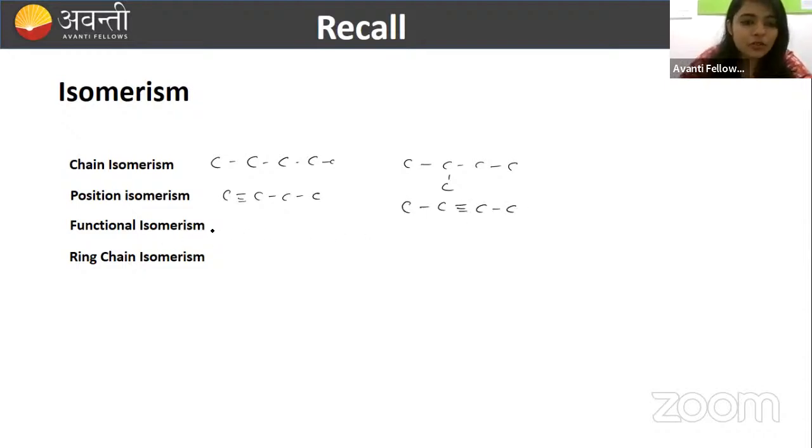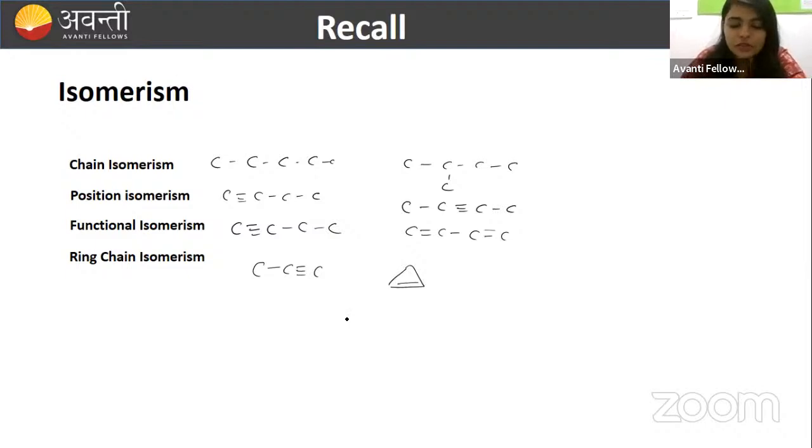In functional group isomerism we have seen that alkyne can show functional group isomerism with alkene. This kind of skeleton we have seen, or this double bond can be here. And then ring chain isomerism, we have seen that this C triple bond C, and we can also make a ring from this compound. So this was isomerism.